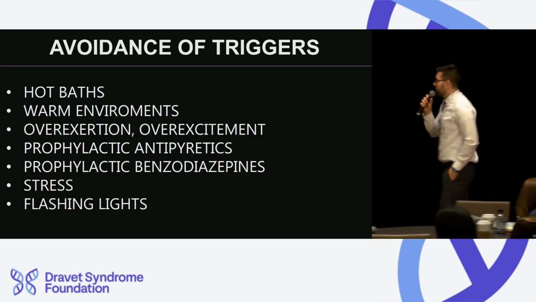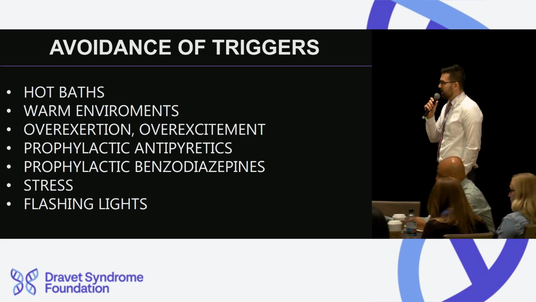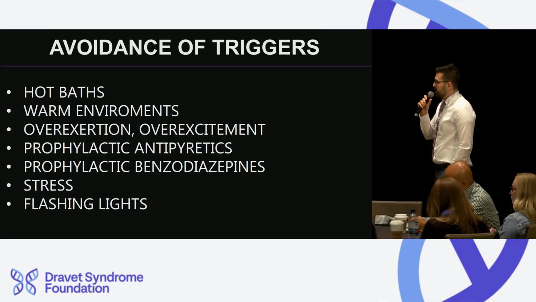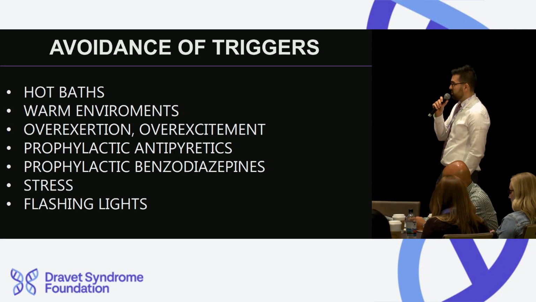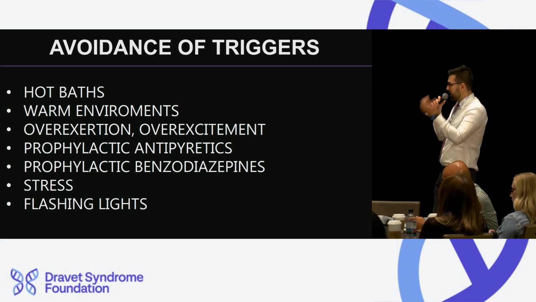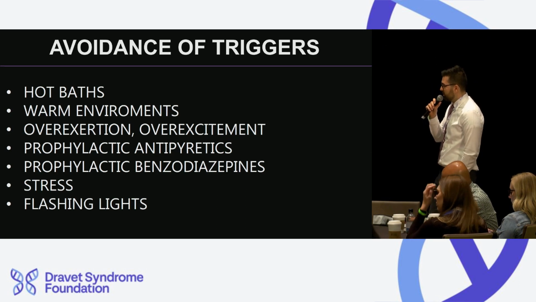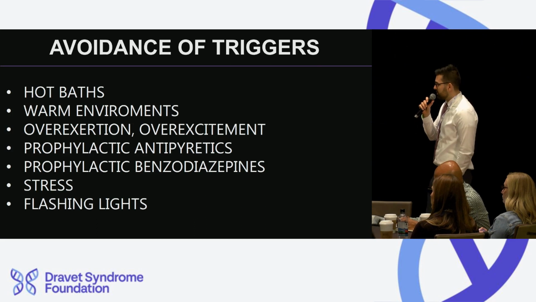In terms of avoidance of triggers, the triggers are more common during childhood, as you know, and less prominent when they're adults, but they're still present. As we all know, fever and hyperthermia can trigger seizures in these patients, and they can still have hyperthermia and fever as triggers as adults. So try to counsel patients and families to avoid hot baths, warm environments, and overexertion for that same rationale.